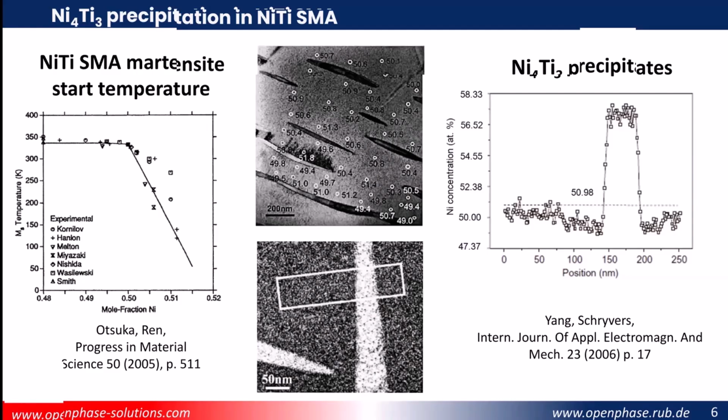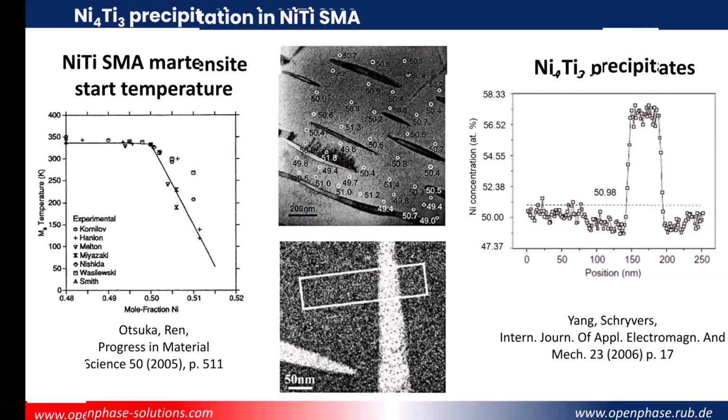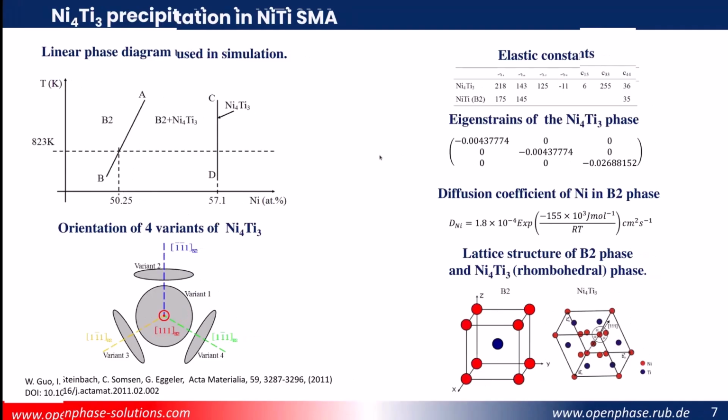So why are these precipitates lenticular? As you can see here, the elongated shapes are due to their particular symmetry. They are rhombohedral, so the unit cell is depicted here. They're not cubic, while the matrix is BCC. It is a B2 structure of nickel and titanium.